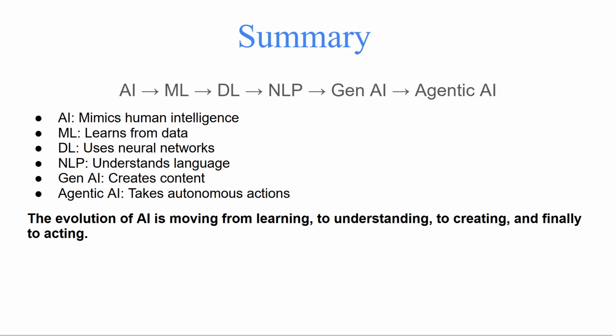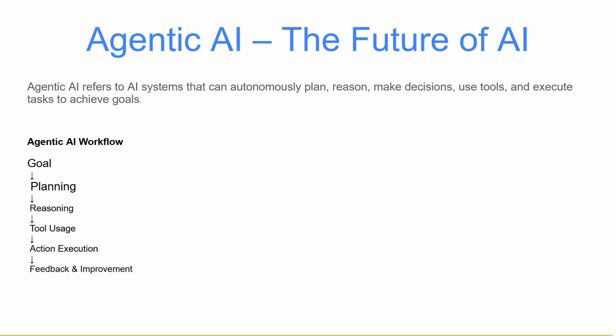Okay, now let's come to the conclusion part, that is the summary. So what is AI? AI is basically rule based intelligence. ML is learning from the data, right? DL is a deep neural network, right? NLP is understanding the language. Generative AI is creating the content, right? And agentic AI is taking autonomous actions.